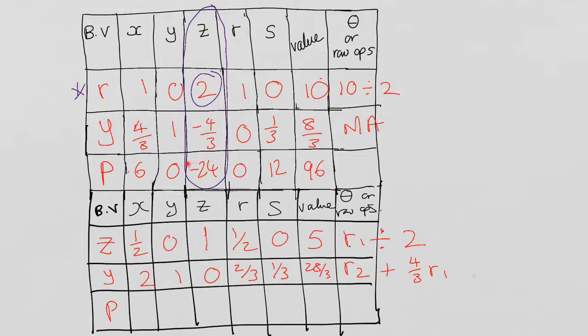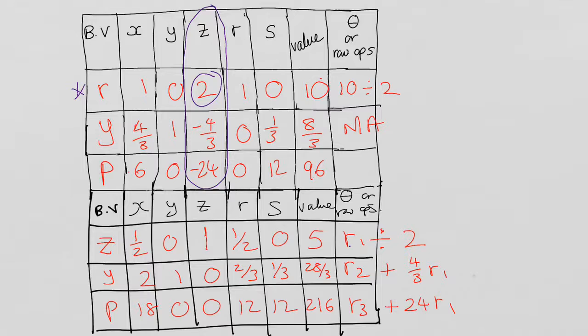Row 3 is negative 24. I want to go to naught, so I'm going to have to add on 24 lots of that. So row 3 plus 24 lots of row 1. Again, pause the video if you want to just check my calculations here. But happy days, I've got no negatives in here.